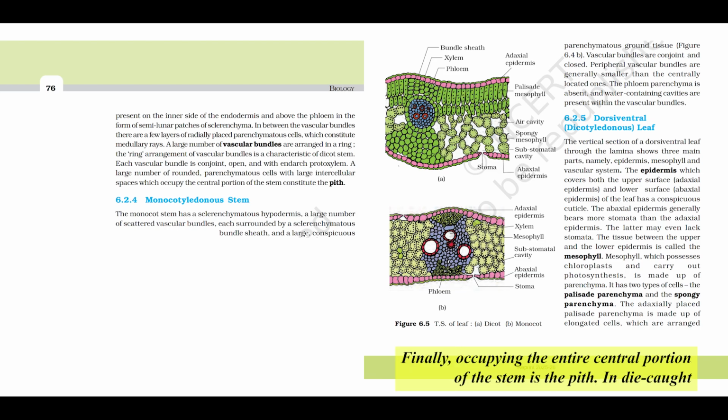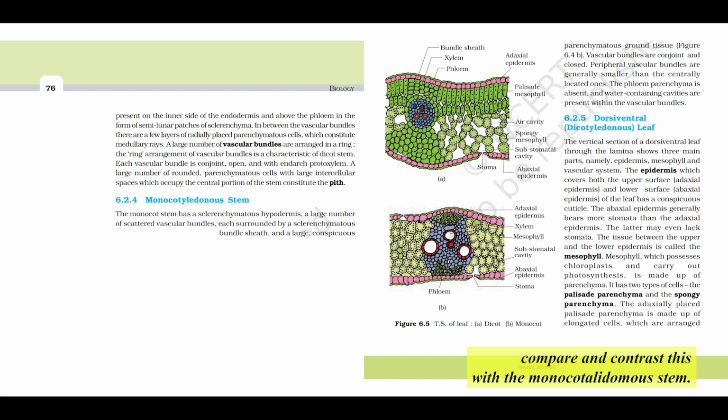Finally, occupying the entire central portion of the stem is the pith. In dicot stems, the pith is typically large and conspicuous. It consists of a large number of rounded parenchymatous cells, also characterized by having large intercellular spaces. This central region often serves mainly for storage of food reserves.